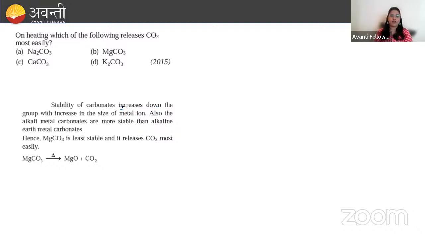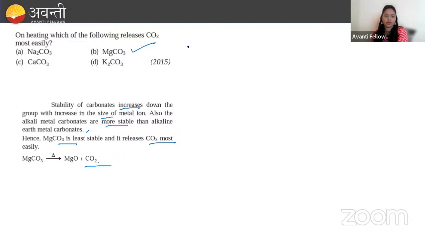So here, stability of carbonates increases down the group with increase in the size of the metal ion. Also, the alkali metal carbonates are more soluble than the alkaline earth metal carbonates. Hence, MgCO3 is least stable and releases CO2 most easily. So option B is the correct answer here. Why? Because it is least stable, and that's why it releases CO2 very easily on heating. Please remember this. Any doubt?